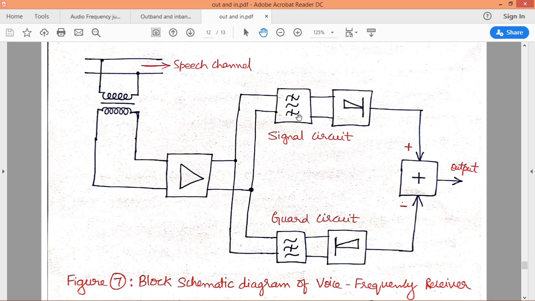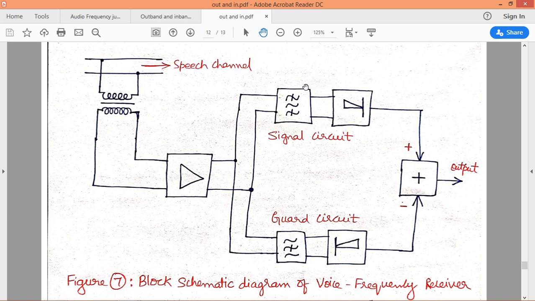We know in order to carry the speech signal, we require carrier signal. That is what the modulation is about. We know the need for modulation. So before we give this signal, that is the combination of carrier, speech and control signal, to the VF receiver, that is voice frequency receiver, we will amplify the signal and then give that signal to two types of circuits. First type is signal circuit and the other type is guard circuit. So this VF receiver is constructed with the help of two circuits, signal circuit and guard circuit.